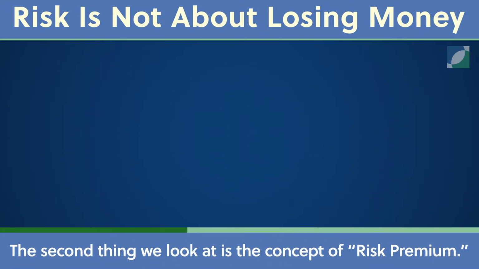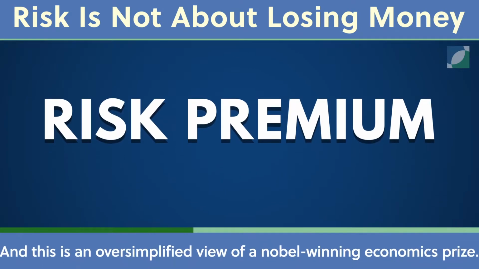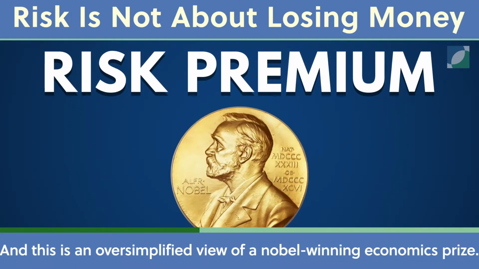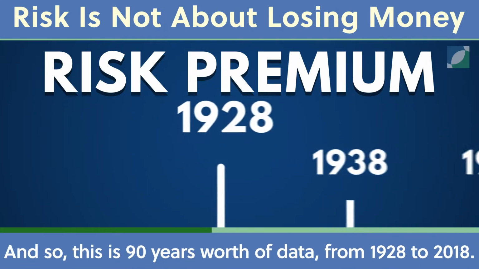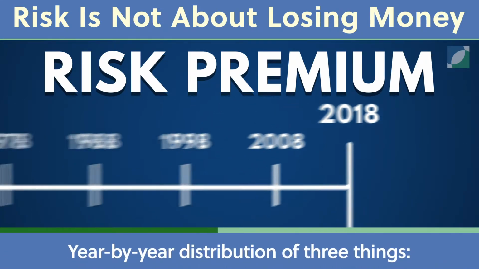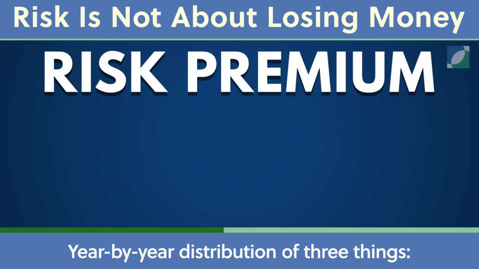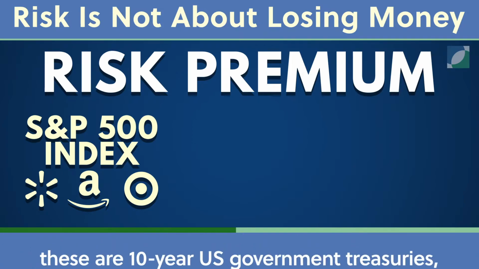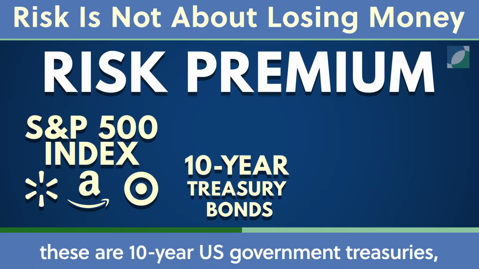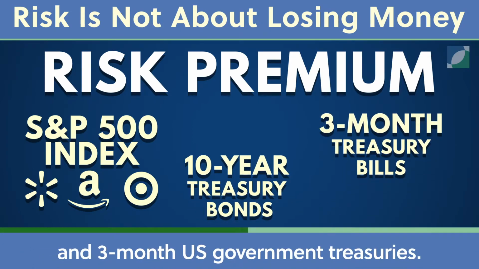Second thing we look at is the concept of risk premium. And this is an oversimplified view of a Nobel winning economics prize. So this is 90 years worth of data from 1928 to 2018, year by year distribution of three things. The S&P 500 index, which is the 500 largest companies in the US. These are 10-year US government treasuries and 3-month US government treasuries.